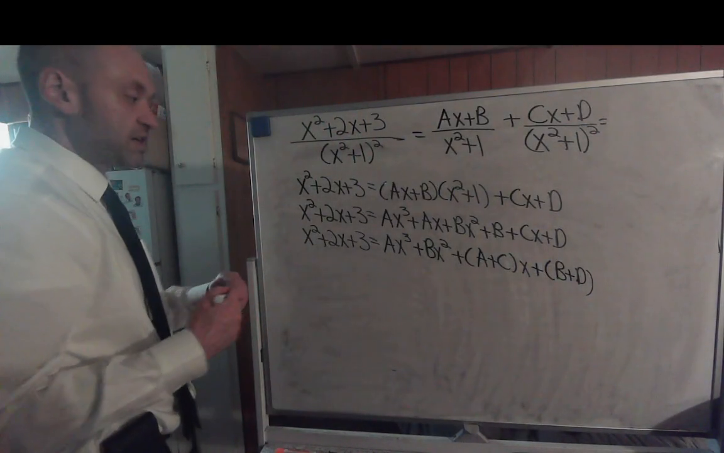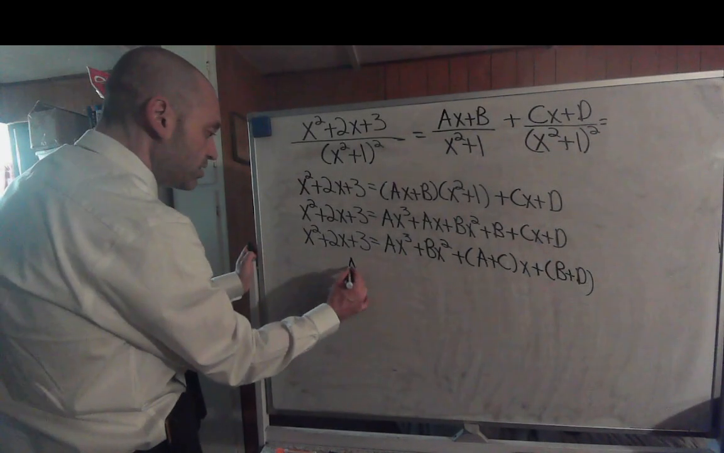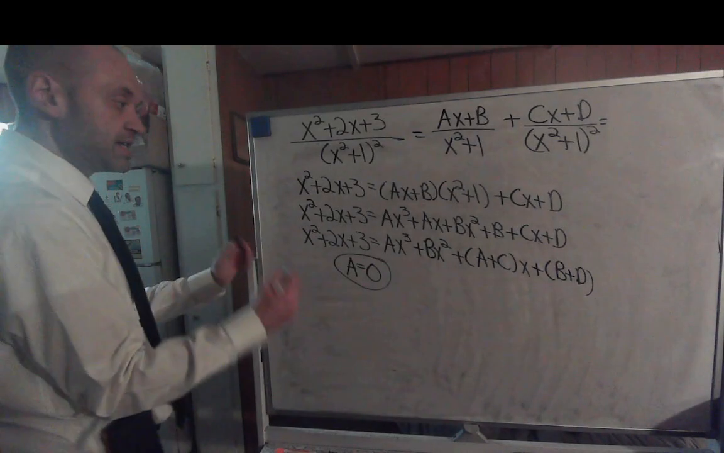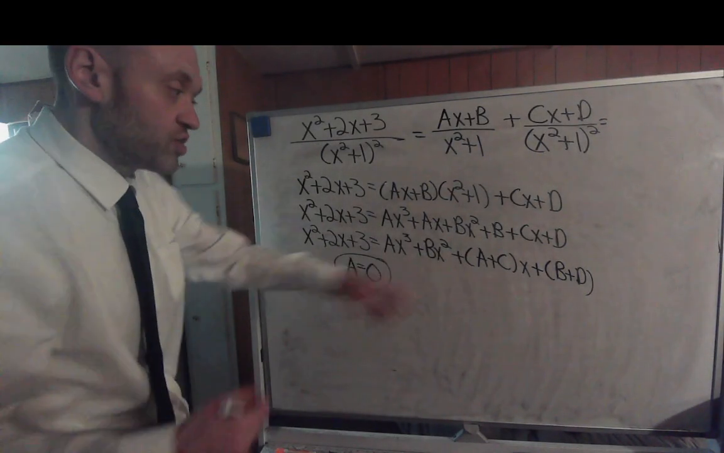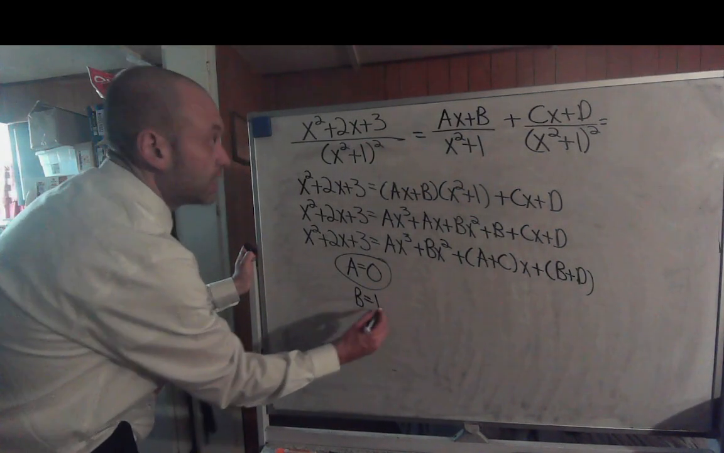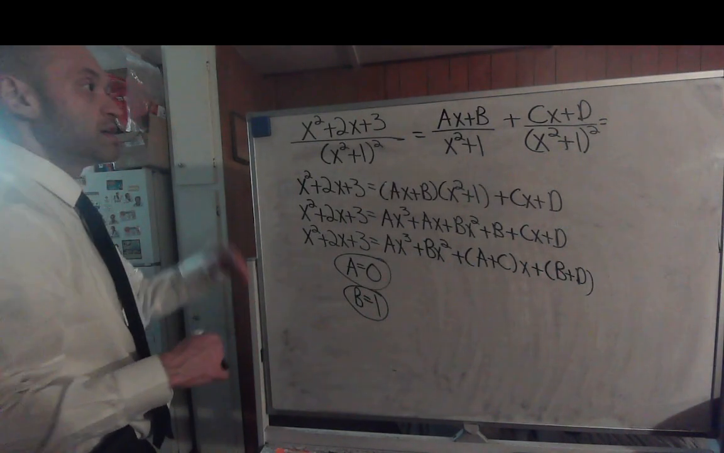So a would be the coefficient of your x to the third term, which right away is 0. A equals 0. Not a whole lot we can do with that. B's the coefficient of your x to the second term, which is 1. So we're already getting terms. B is 1.